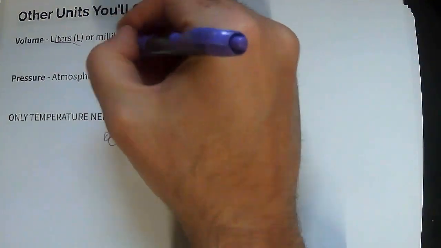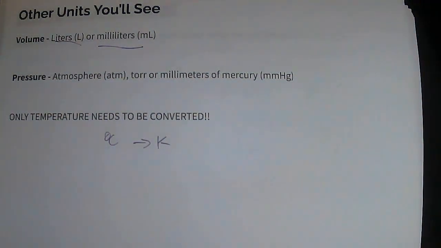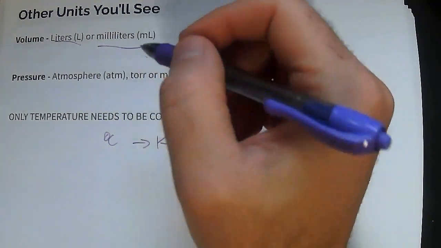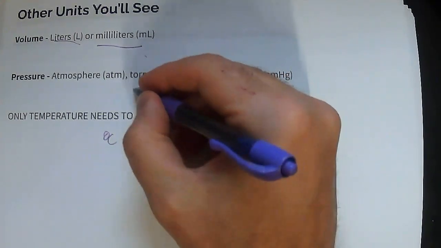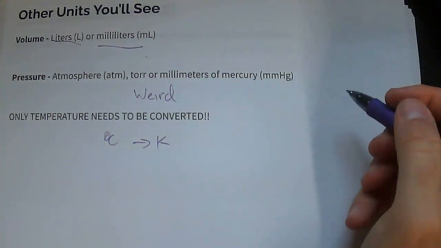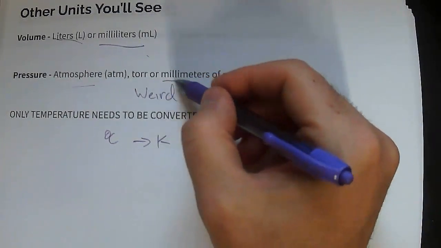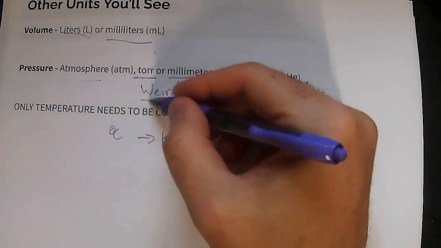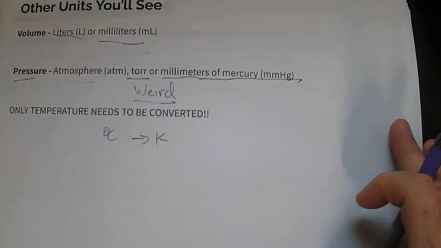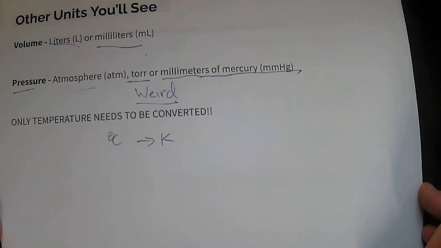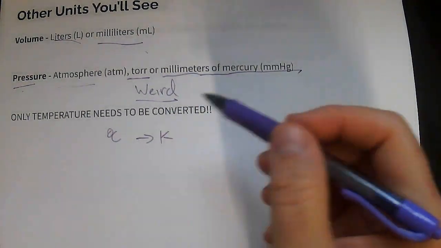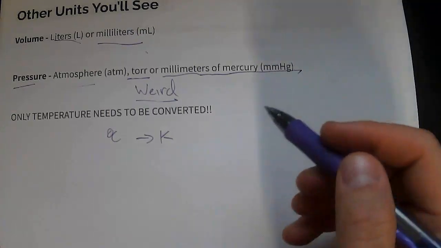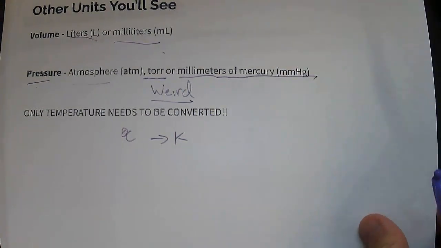You guys are probably familiar with liters and milliliters, so that's what we use for volume. Those are the typical units for volume. And then we have pressure units. The pressure units, you should know, are all kind of weird units. We have atmospheres, millimeters of mercury. We have this thing called torr. So if it's something you don't recognize, it's probably a pressure unit. I say all this because we're going to do some sample problems, and we want to make sure that we can use the units to tell us whether it's volume, pressure, or temperature.